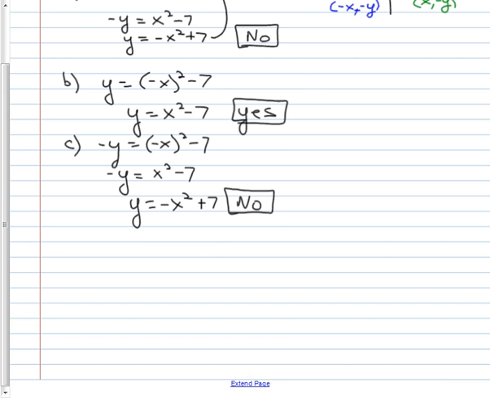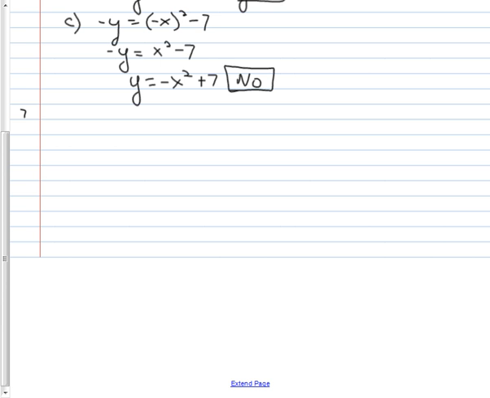Problem 77. Same question, isn't it? xy equals 8. So if I do the x-axis, what do I do? Do you remember now? Negative y. (x, negative y) equals 8. Now if I multiply that together, I get negative xy equals 8. Yes or no? No, that's not the original.